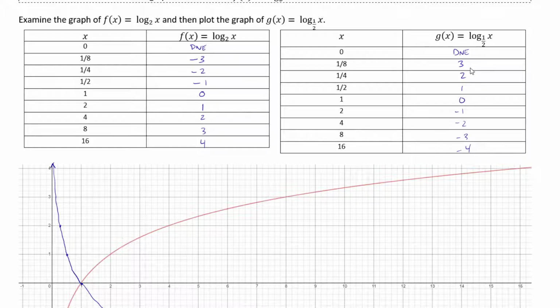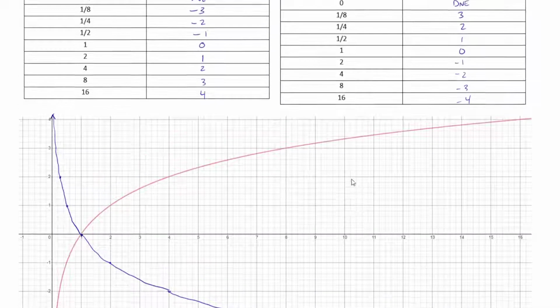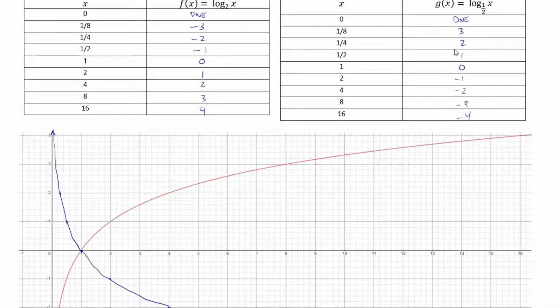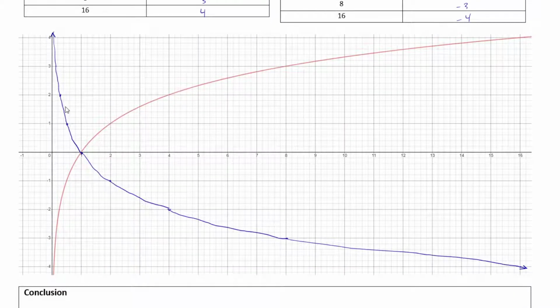So by inputting the rest of these points here, I can actually now graph this function right here. So just take a look. These are the remainder of the points for these x values, and I can graph this function. So the blue function is your g of x, that's your log x base 1/2, whereas your red function is just your f of x, which is log x base 2.